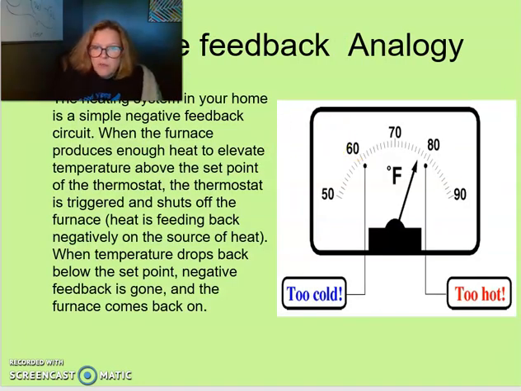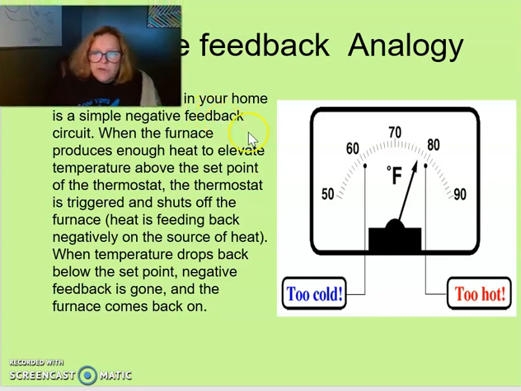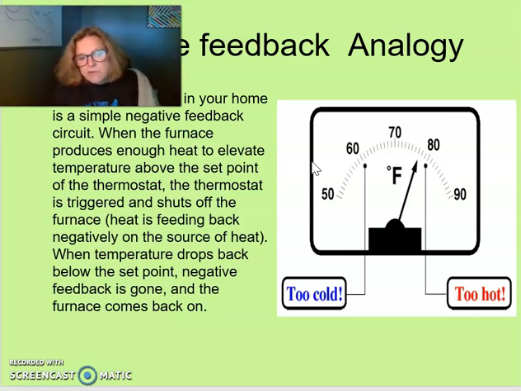Some people understand it really well when they think about a furnace in their home. That's a really good analogy for negative feedback. You set your desired temperature, say you like it at about 20 degrees in your house. When it gets too cold in your house, because it's colder than that outside, your furnace kicks in and sends out enough heat to bring it up to 20 again. That's your set point or your equilibrium. When you're up to 20 degrees where you want it, the thermostat gets triggered and shuts off the furnace. So the heat is feeding back negatively on the source of heat.